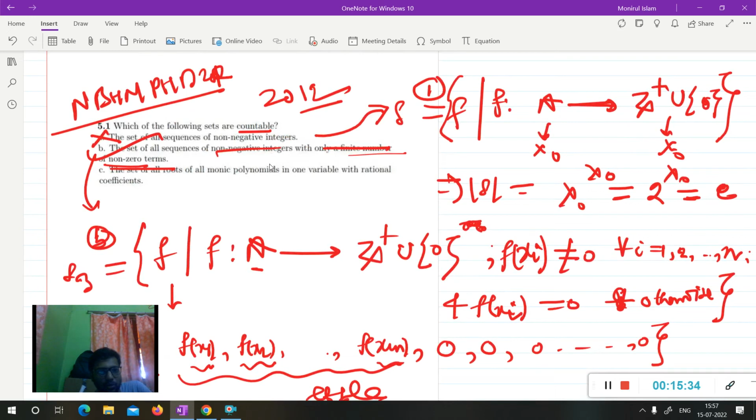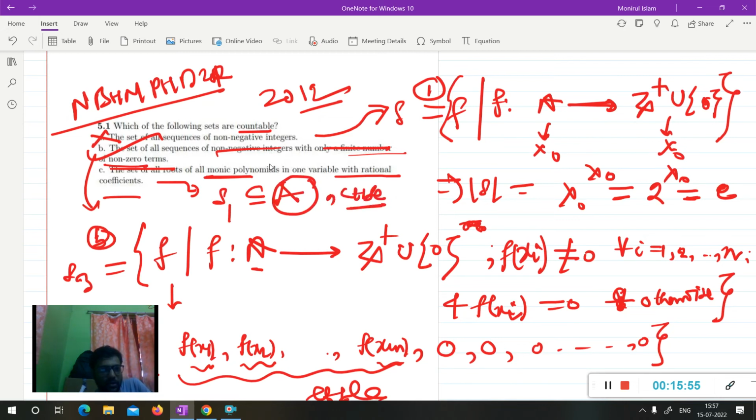Set of all roots of monic polynomials. Monic means leading coefficient 1. A polynomial whose highest degree coefficient is one is a monic polynomial, with integer coefficients. Okay, this is also a set of algebraic numbers. If you name this set S1, then it is a subset of the set of algebraic numbers. Now, the set of algebraic numbers is countable, and a subset of any countable set is countable. Okay, so this is also countable. So in this question, the correct options are B and C.